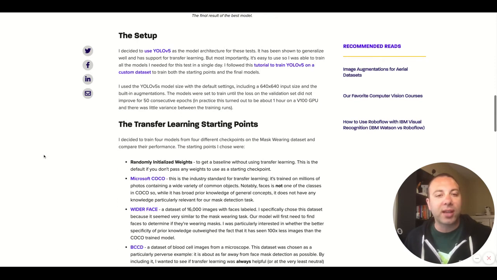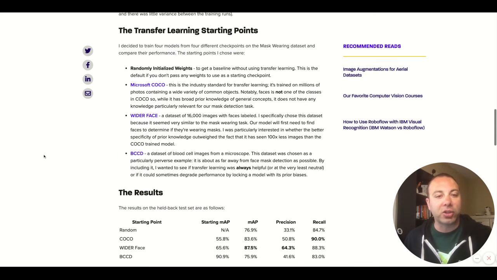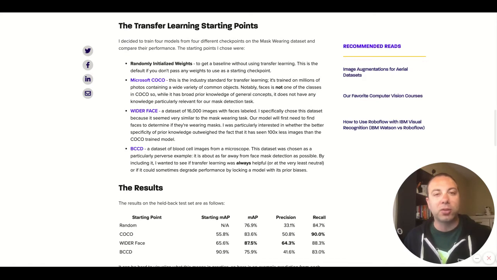So what I did was I used RoboFlow Train actually to do all of these tests so that we could hold everything constant, including the data set, the model itself, and all of the hardware and infrastructure and code around it. So the only thing that we were changing between these tests was the starting checkpoint. And again, that was an uninitialized random starting point, the COCO data set, and the WIDER FACE data set.